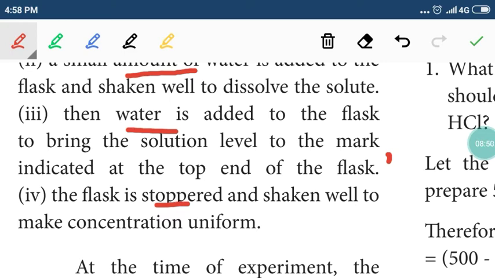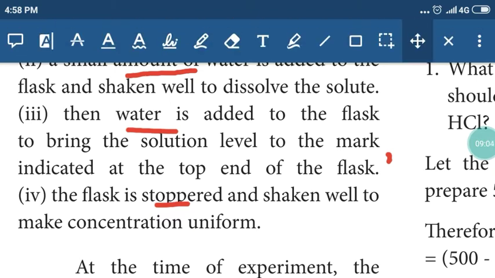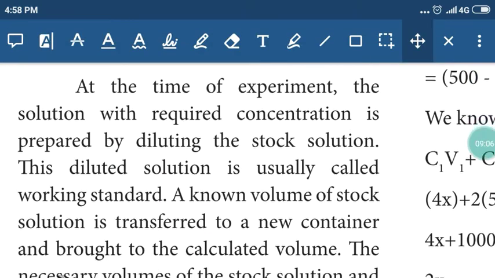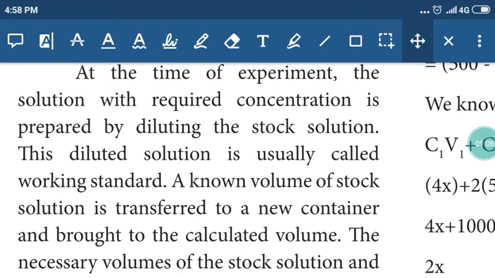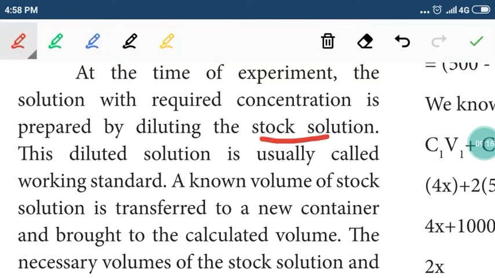So solute will be added in a standardization flask, solvent will be added, and the solution will be made into a standard solution. What is the another name of standard solution? The another name is stock solution.